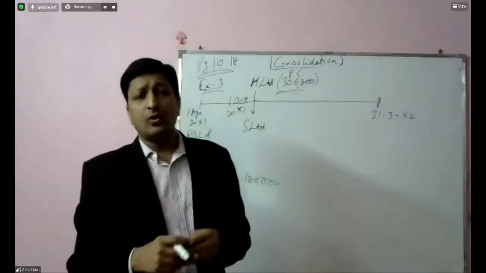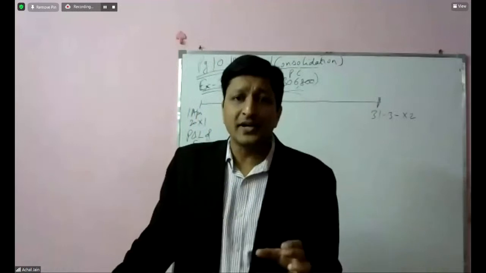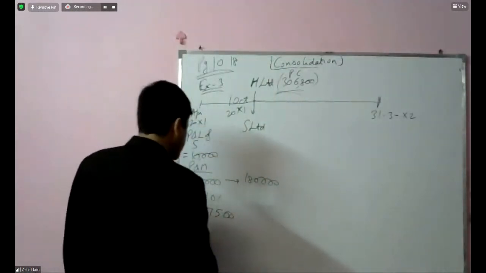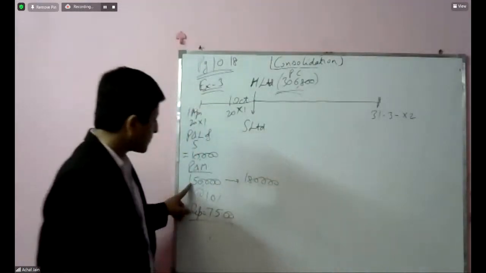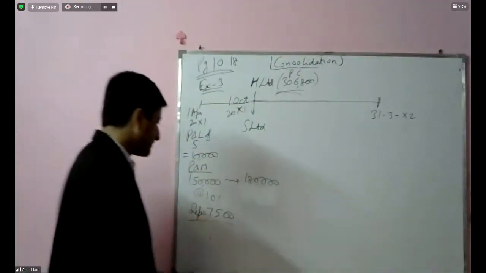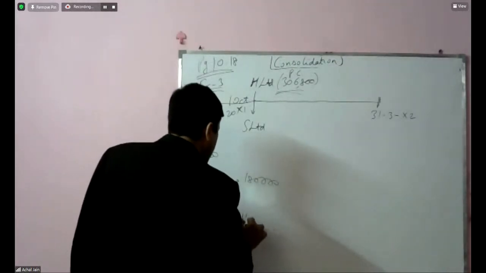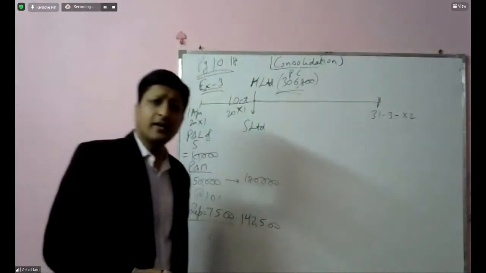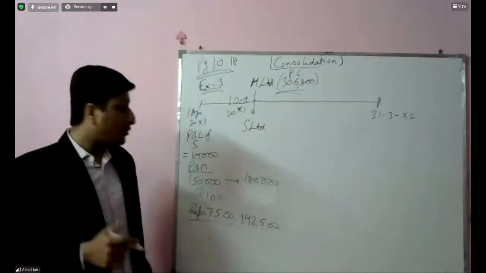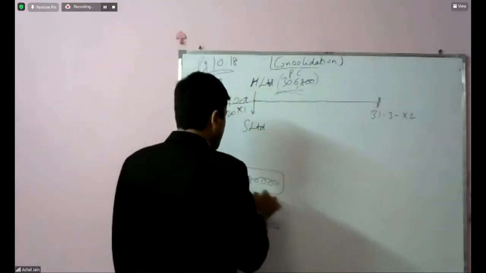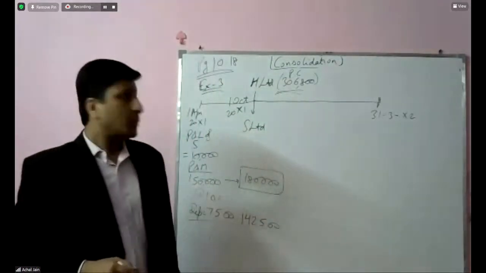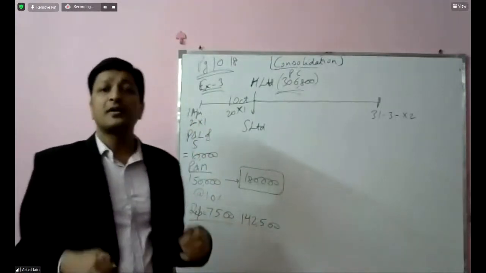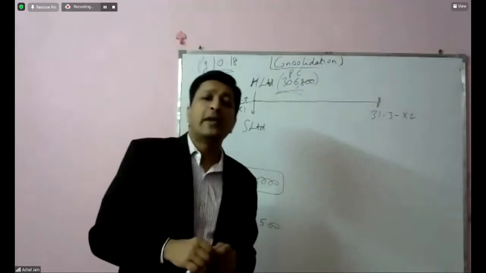Now the WDV, or you can say the book value of plant and machinery on 1st of October should be what? Should be 1,50,000 less 7,500. It should be 1,42,500. Alright, but the revalued amount is 1,80,000. On 1st of October, when this plant and machinery got revalued, what was its value? 1,50,000.